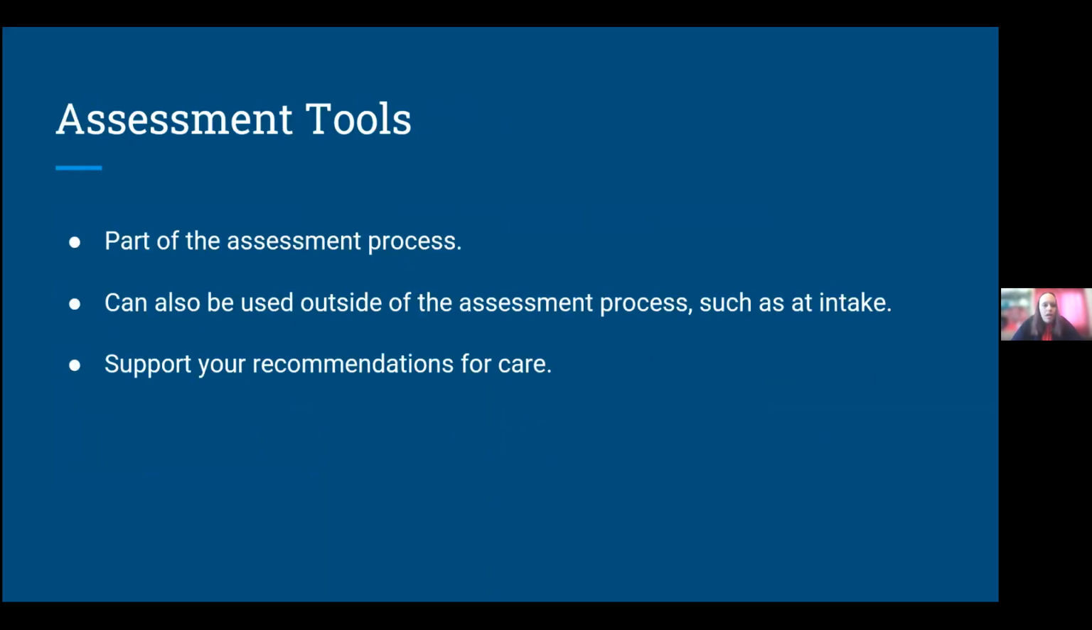So for this webinar, because there are so many different areas in behavioral health, it wouldn't be possible to have time to talk about all of the various tools that are available to assess. It is just important to note, though, that it is part of the assessment process. It is also something that can be used outside of the assessment process, such as at intake. And ultimately, using assessment tools can support your recommendations for care.